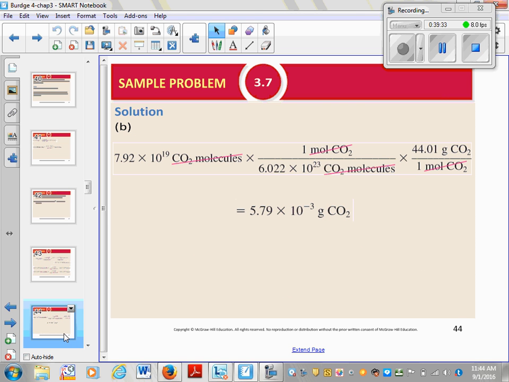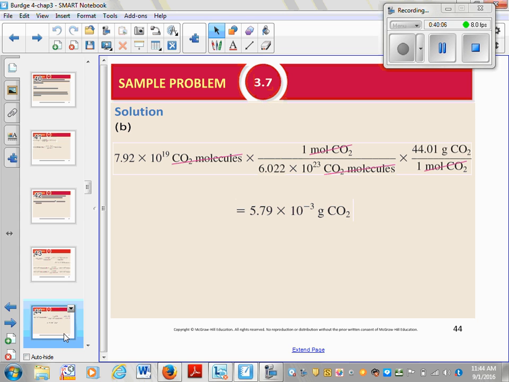For B, they gave you that many molecules and they wanted to know how many grams. So for B, we're going just the opposite direction, starting with molecules of carbon dioxide and ending with grams. So the first step, what are we going to do? We have to go to moles, so we divide by Avogadro's number. You see the first step there, 1 mole of CO2 over 6.02 times 10 to the 23rd. So we're dividing.